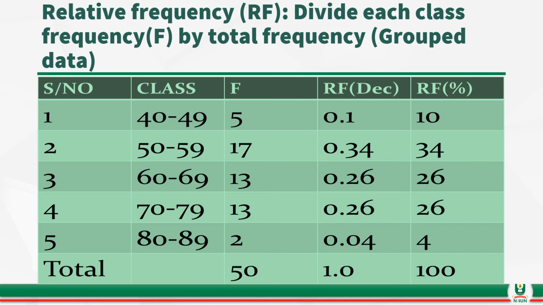Of course, for the relative frequency in percentage, you just multiply this by 100: 0.1 gives you 10, 0.34 gives you 34, and the total is equal to 100. So this constitutes the relative frequency in decimal point and in percentage. So now, in the next slide, we'll have another activity.